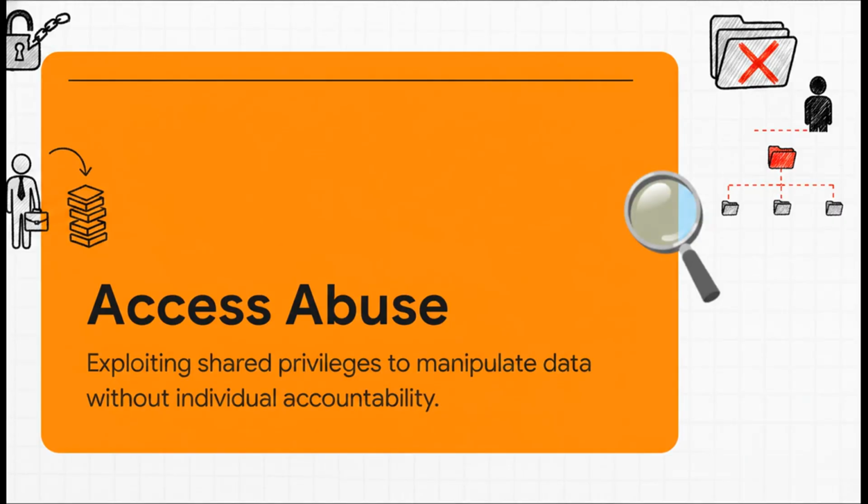So what exactly do we call this specific type of governance failure? Let's define it clearly so we know exactly what we're dealing with. Access abuse is the exploitation of excessive or shared system privileges to manipulate, steal, or delete data without individual accountability. Notice what's missing from that definition.